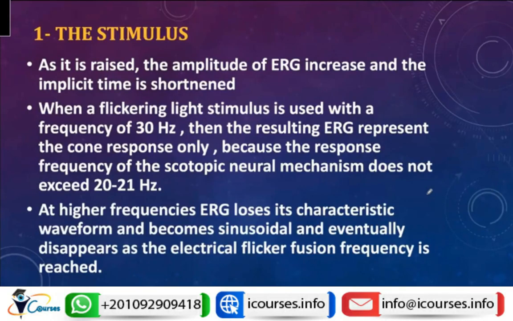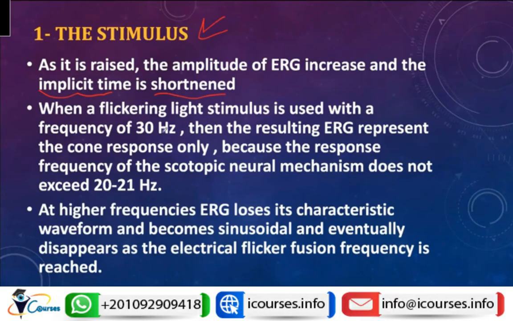Factors affecting the ERG response: first of all, the stimulus. If we increase the intensity of the stimulus, this will increase the amplitude of the ERG response, and the implicit time will be shortened. So the time from the start of the stimulus to the maximum peak of the wave will be shortened. And also the stimulus will control which photoreceptor is stimulated, whether it is continuous or flickering.